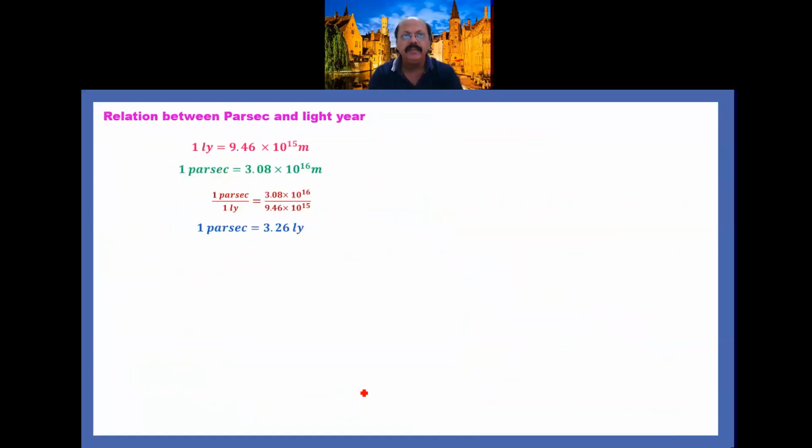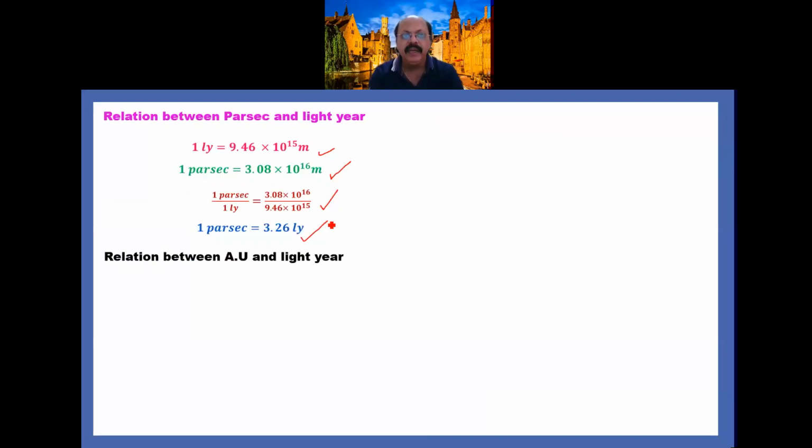Now we find out the relation between parsec and light year. We know that 1 light year equal to 9.46 into 10 is power 15 meter, and 1 parsec equal to 3.08 into 10 is power 16 meter. We divide it: 1 parsec upon 1 light year equal to 3.08 into 10 is power 16 divided by 9.46 into 10 is power 15, and when you solve it you will get 1 parsec equal to 3.26 light year. So you remember this conversion and this relation also.